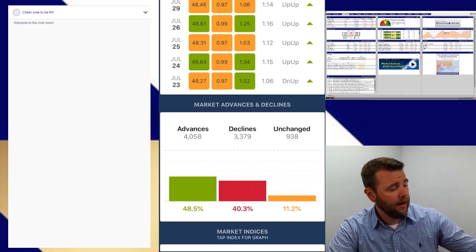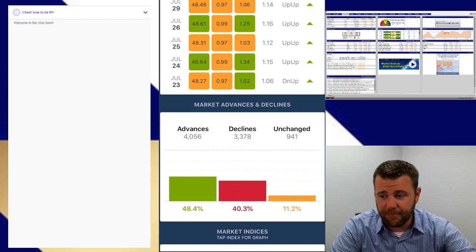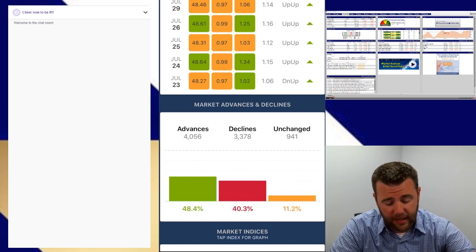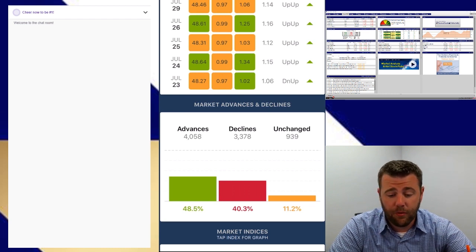That way, we do see that we have more stocks participating, giving us a higher probability of success, knowing that if we did get into a stock for that day, we have an extremely strong probability that it's going to be one of those 80% of stocks moving higher there.